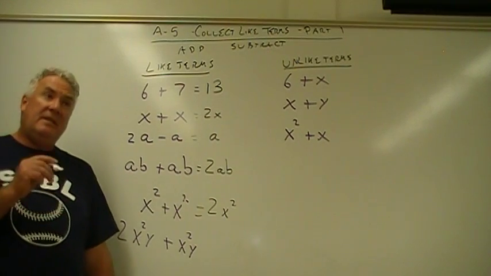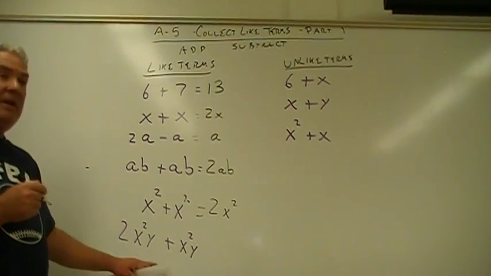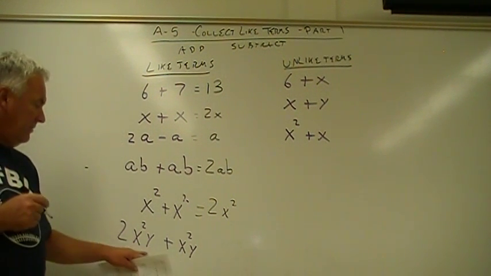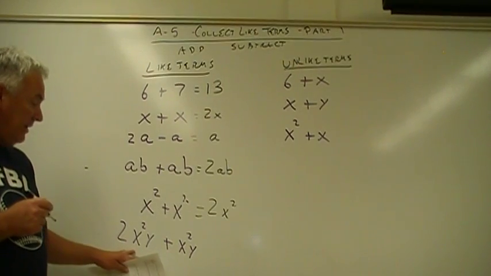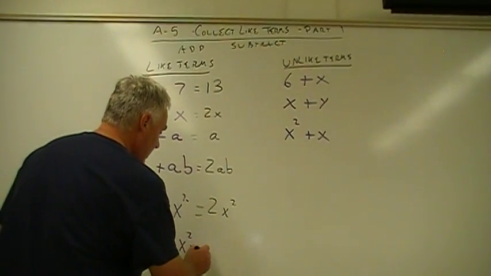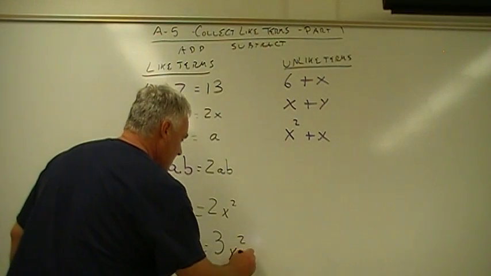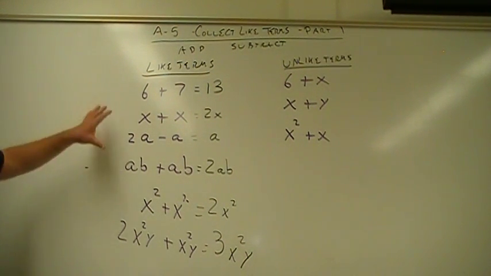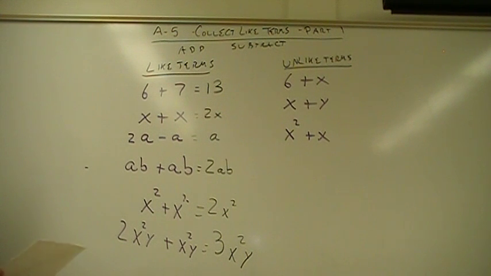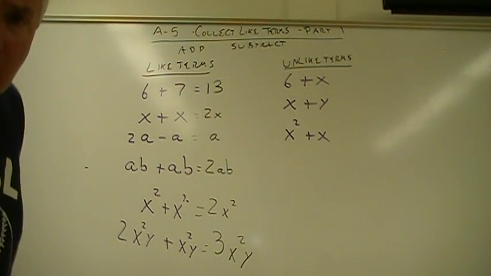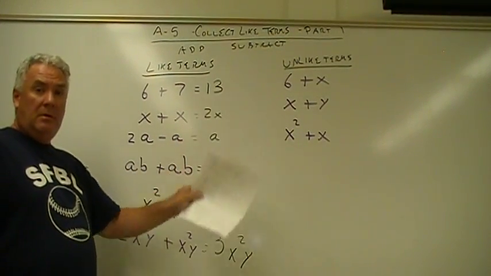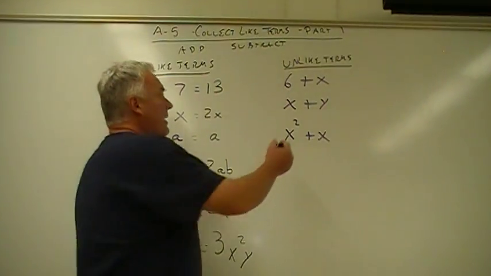You may say this is easy, maybe you've done it before, but it's really critical not to make a mistake on this. So we have like terms. Let's add them. 2x squared y plus 1x squared y equals 3x squared y. We've got two of them plus one of them, so we get three of them. You've got these in your notes here. Make sure that you're keeping an eye on these. These are not like terms. So we can't add them together.